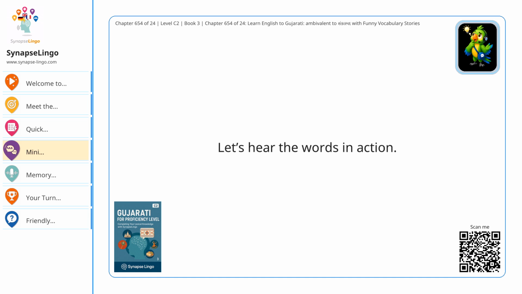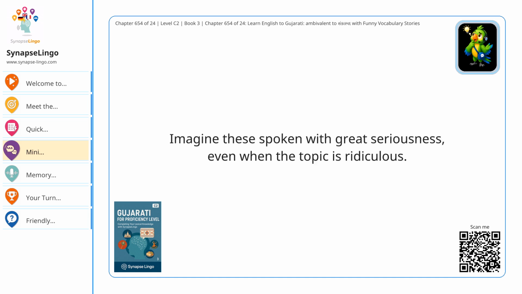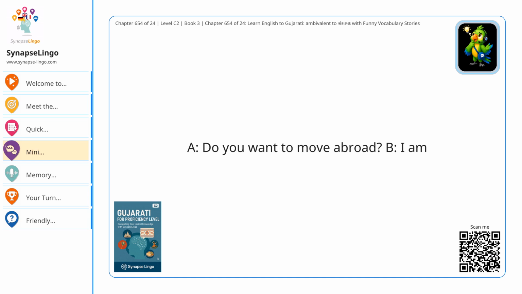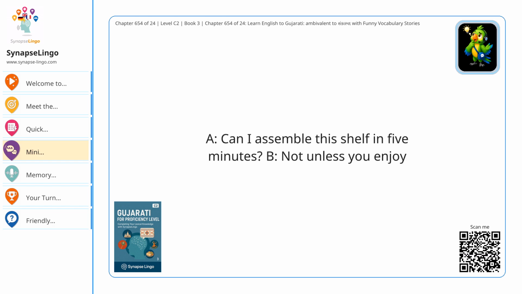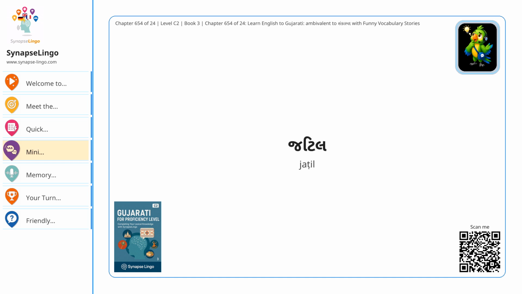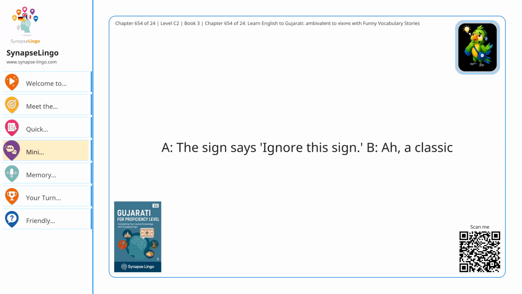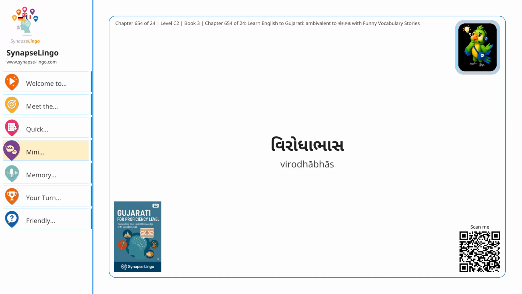Mini dialogue madness. Let's hear the words in action. Imagine these spoken with great seriousness, even when the topic is ridiculous. A: Do you want to move abroad? B: I am द्विधाग्रस्त, excited for adventure, sad to leave home. A: Is this novel easy? B: No, it is बहुपड़ीयु, and full of hidden meaning. A: Can I assemble this shelf in 5 minutes? B: Not unless you enjoy जटिल suffering. A: The sign says, ignore this sign. B: Ah, a classic. विरोधाभास.